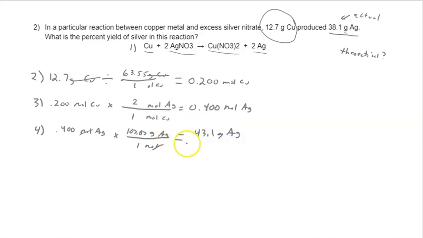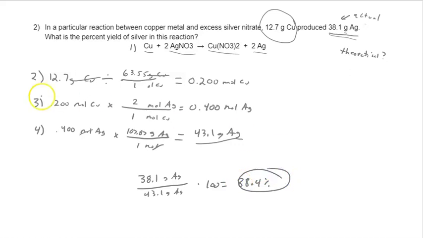So we did stoichiometry to calculate our theoretical yield. We already know our actual yield is 38.1, so our percent yield is going to be 38.1 grams of silver over 43.1 grams of silver, and then times 100 to get it to a percent, and we get 88.4%. Oh, number 3.